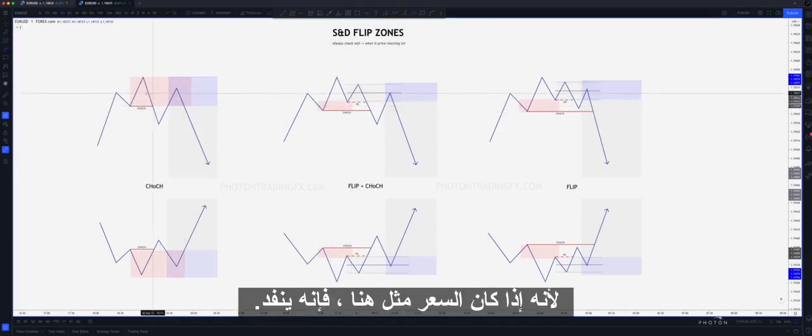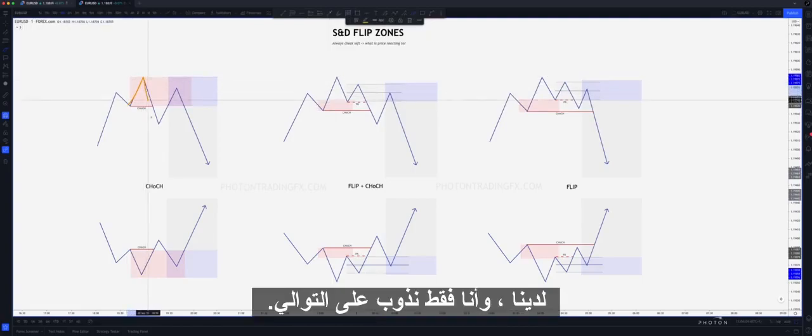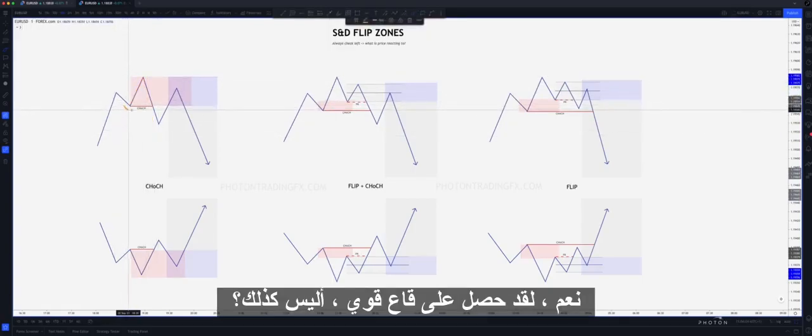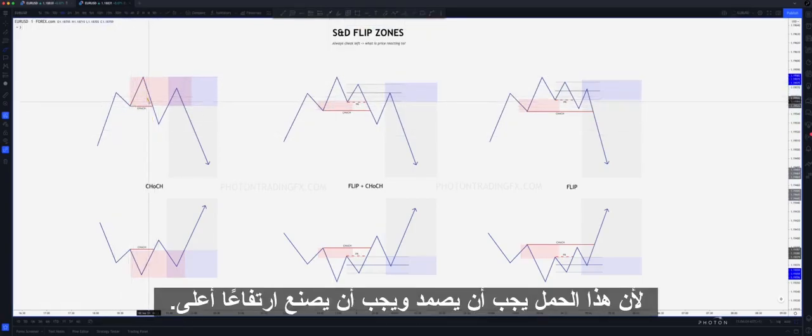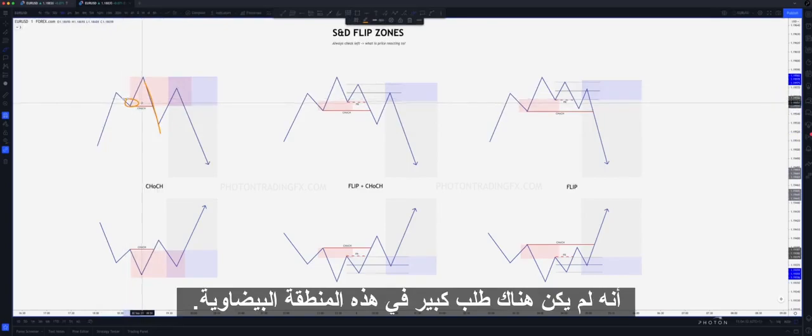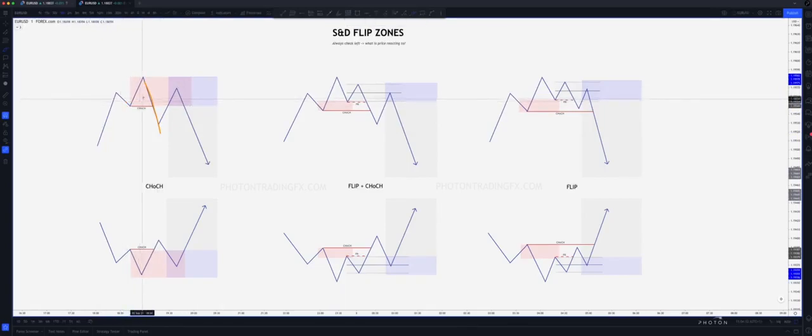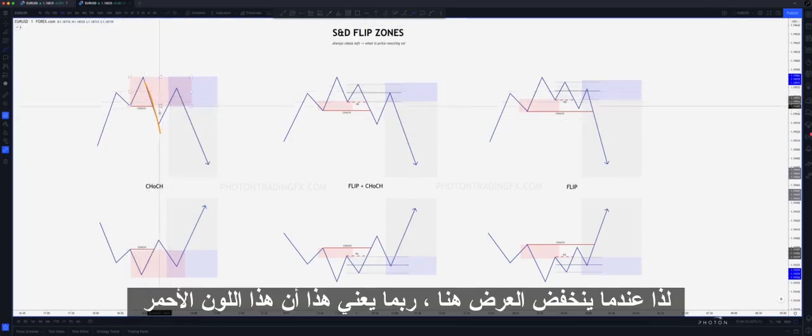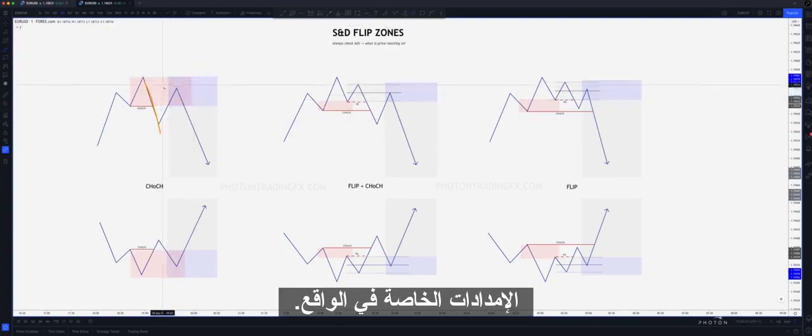Because if price, like here, just goes up and melts straight down, yes, it did take out a strong low, because that low should hold and it should make a higher high. But if price is coming straight down, maybe actually there wasn't that much demand in this overall area. So when supply comes down here, maybe this means that this red supply zone actually isn't that strong.